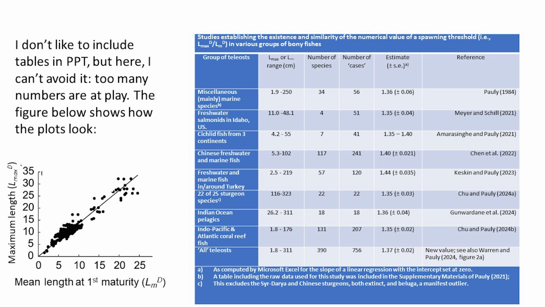And the paper was never cited, it attracted zero attention, until some colleagues in Idaho, in the backwoods in the US, got exactly the same ratio with freshwater salmonids. It was surprising. And we did it for cichlids, same ratio, then a big study that was done on Chinese fish, almost the same ratio, and then the fish around Turkey, a big one, and then sturgeons, the same ratio, and then somebody in Sri Lanka did other things, same ratio, and finally 130 species, 200 cases of coral reef fish, and 1.35 again.